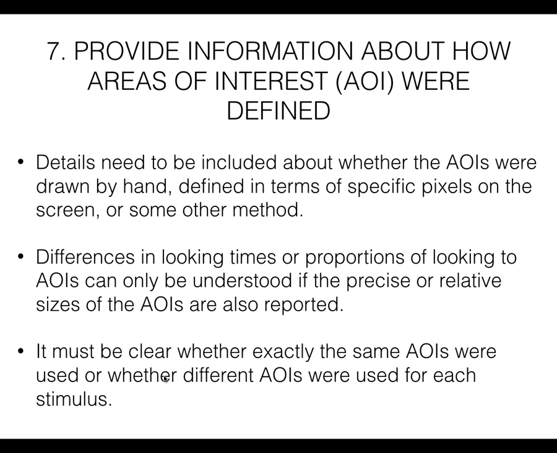Again, you can define them in terms of specific pixels. I could go in a table. Much better, just export those area of interest files and put them up as supplementary material. That way, if someone really cares about this stuff, they can always go and look at it themselves. Differences in looking time and proportion looking times can really only be understood if we know the sizes of the interest area. So make sure you define them, and how you actually define them.